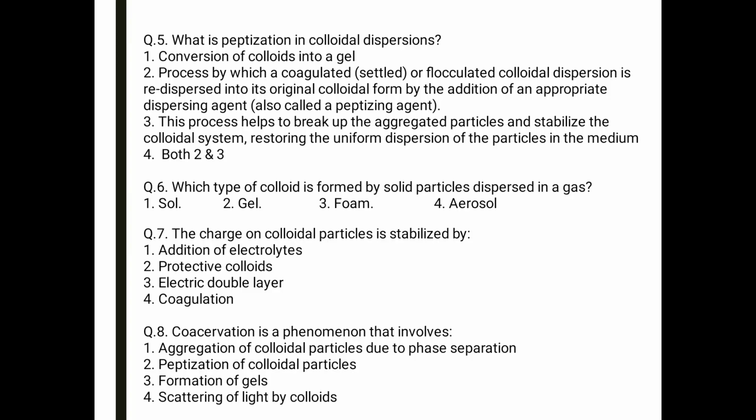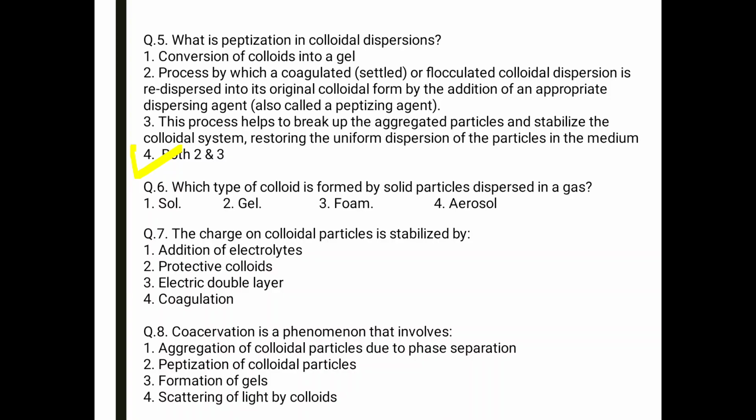That means a colloidal dispersion which is coagulated or settled, a flocculated colloidal dispersion, is redispersed into the original colloidal form by the addition of an appropriate dispersing agent. Also, this process helps to break up the aggregated particles and stabilize the colloidal system, restoring the uniform dispersion of the particles in the medium. Conversion of colloid into gel is not the correct answer. Option 4, both 2 and 3, is the correct answer.